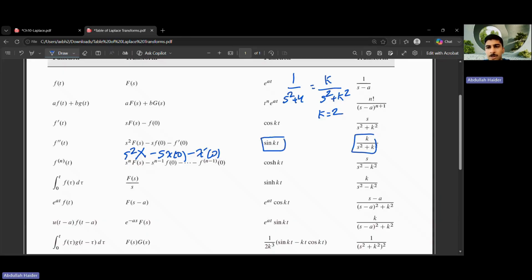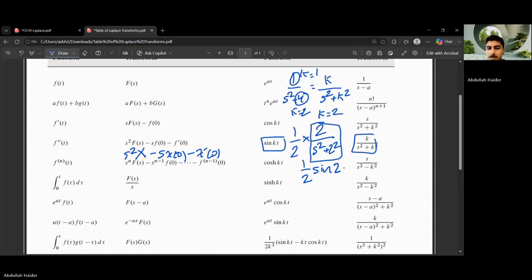But know that from here our k is going to be 2, but here our k is going to be 1. So as I said before, you write it as 2 over s squared plus 2 squared. But since you have a 1, you can do 1 over 2 times, and then the Laplace inverse of this is going to be 1 over 2 sine 2t.